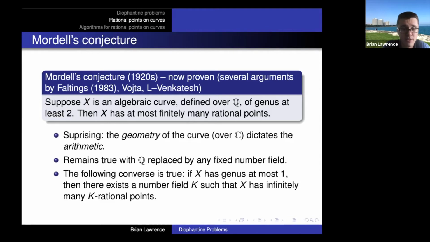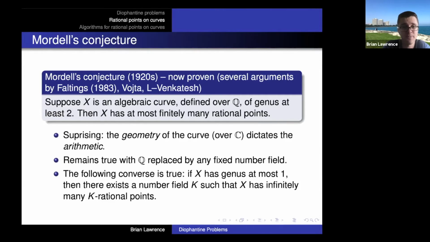So I just want to reiterate, this is a surprising link between geometry and arithmetic. By the way, for the experts in the room, you can replace Q with any number field, and the theorem remains true. And there's a converse, if you're careful how you formulate it in terms of an arbitrary number field.